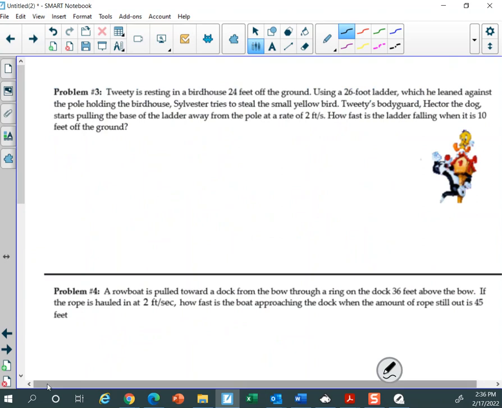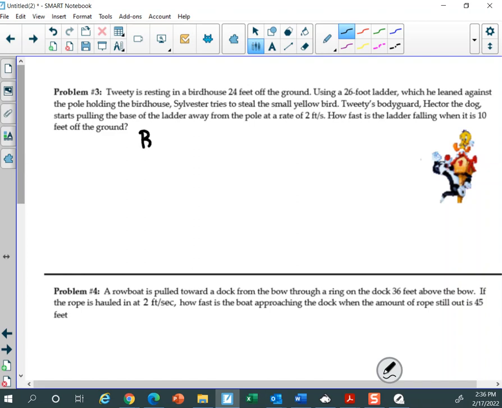Now we got the cone behind us. All we got left is Pythagorean theorem. We'll do the Tweety problem. We probably won't get to do the rowboat problem, but I'll draw you the picture for the rowboat problem. The rowboat problem is just another problem, just like the Tweety ladder problem. It's a right triangle problem. Okay.